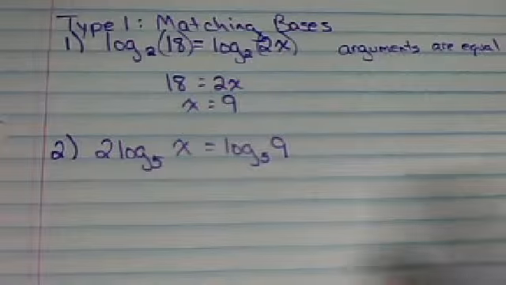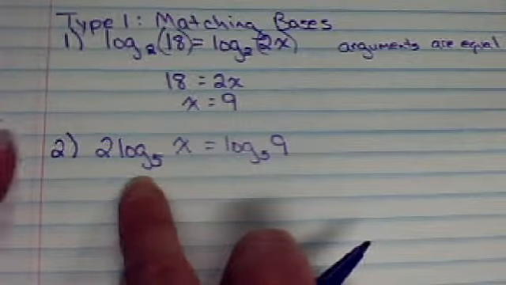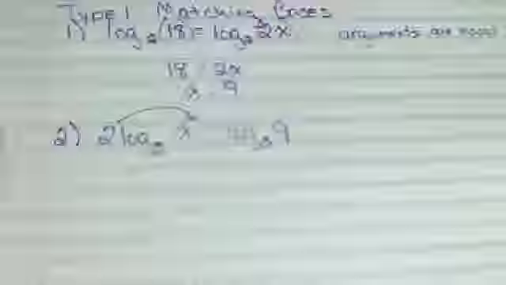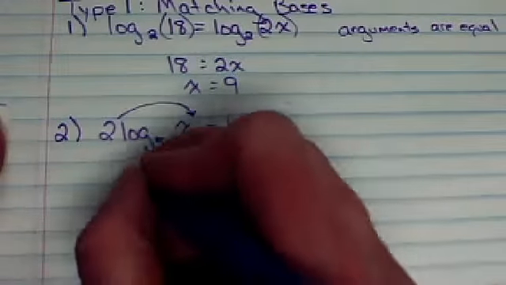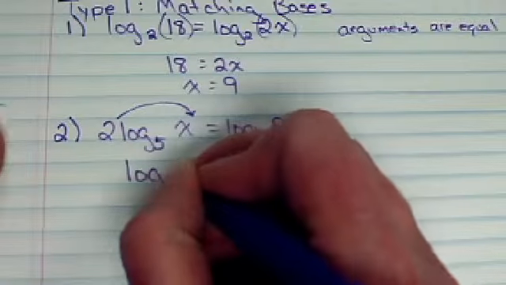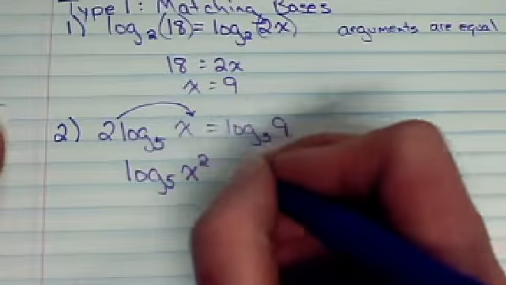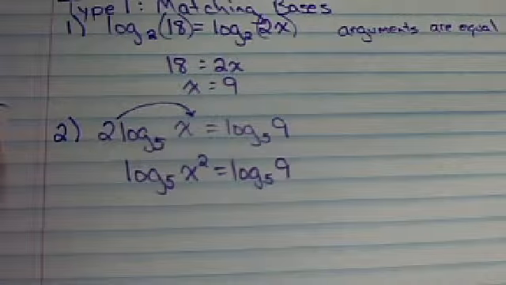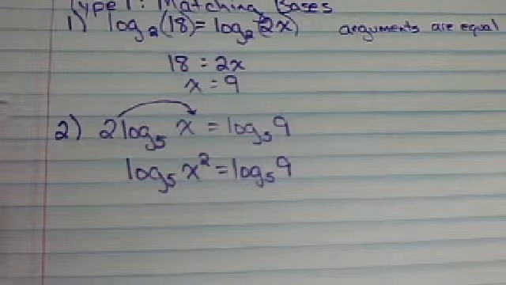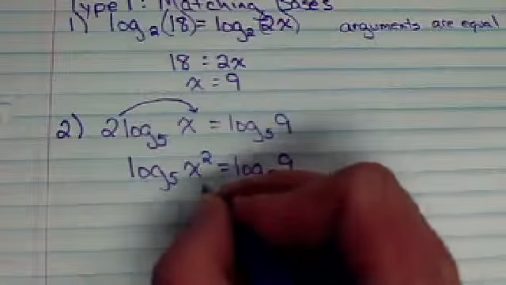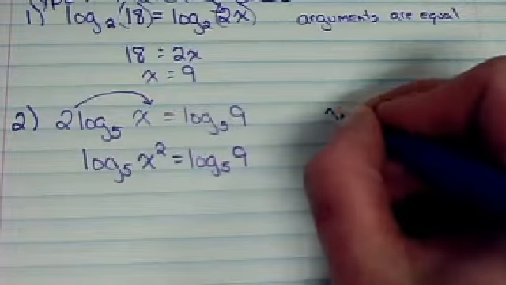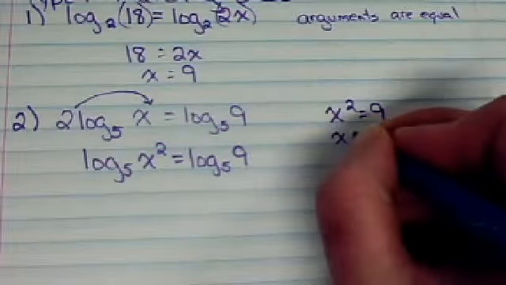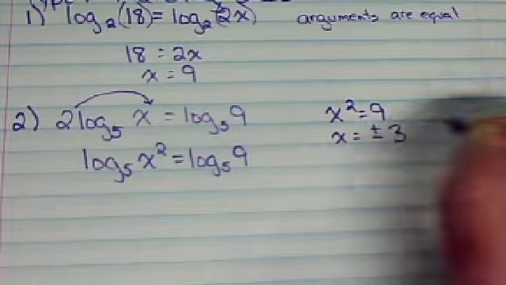Now in this one, we want to get it to single logarithms that are equal. So that 2 is going to have to come in or condense before we start. So log base 5 of x squared equals log base 5 of 9. Again, we have matching bases, so we can set the arguments equal to each other. So I get x squared equals 9. Remember, that's actually two answers. x equals positive or negative 3.